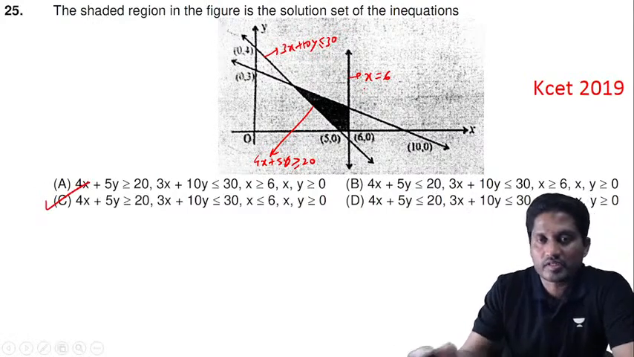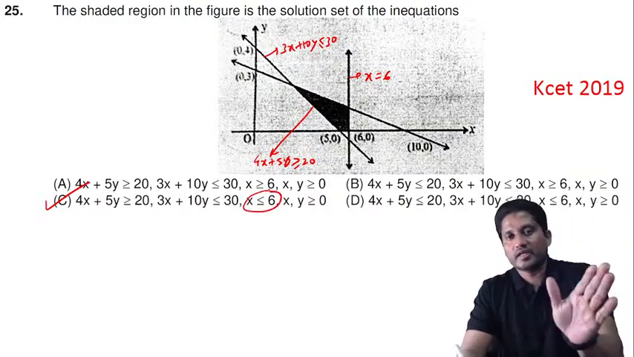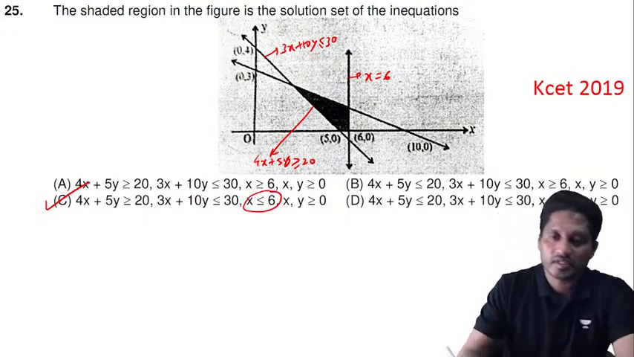This is away from the origin, this is towards the origin, this is less than or equal to 6, that is towards the origin, left side. So that will be the shaded part. Answer is option C only.